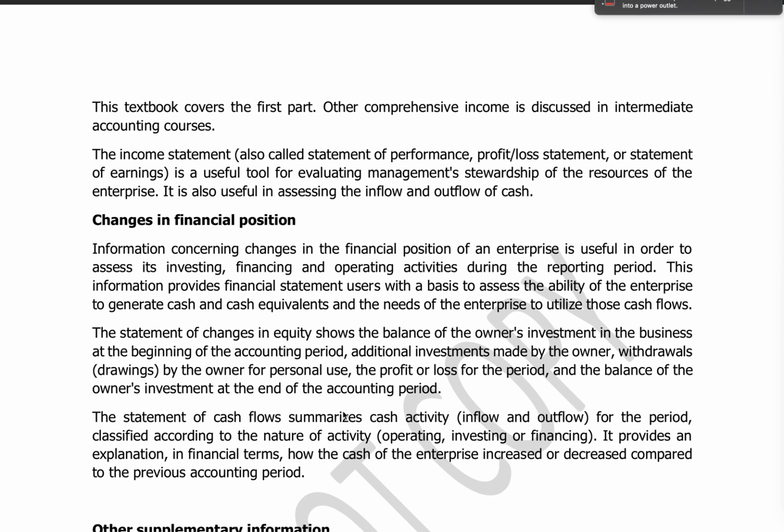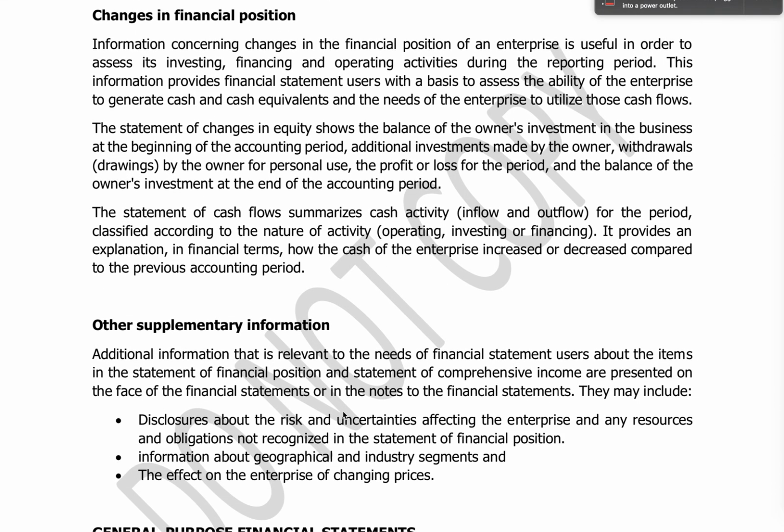Now, ano naman itong changes in financial position? Dalawa yan. Pag sinabi mong changes in financial position, this covers both the statement of cash flows and statement of changes in owner's equity. So, sabi dito, information concerning changes in the financial position of an enterprise is useful in order to assess its investing, financing, and operating activities during the period. So, ano ba to? Kasi, sa statement of cash flows, it shows the movement of cash. Is there an inflow or outflow of cash? At saan naman napunta yung cash na ito or saan nanggaling? Yun yung sinasabi na meron tayong different activities with investing, financing, and operating activities.